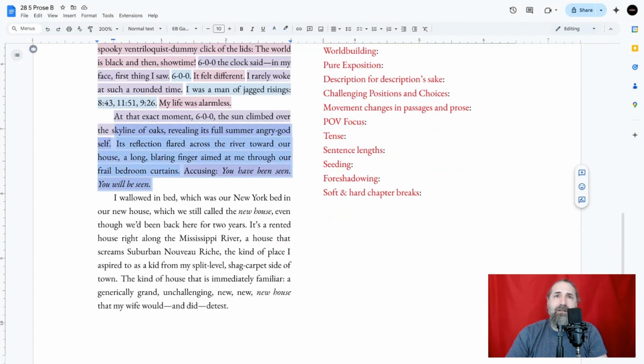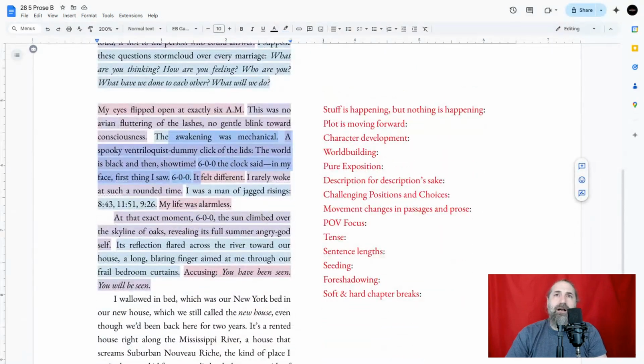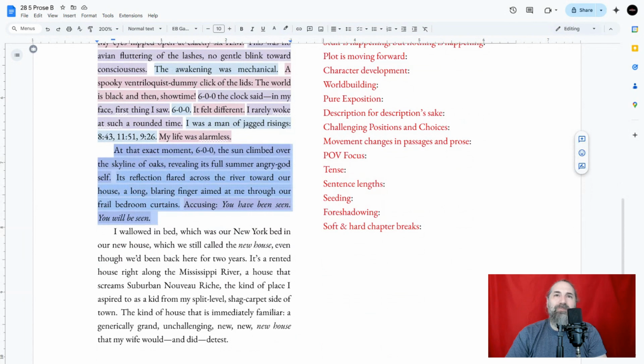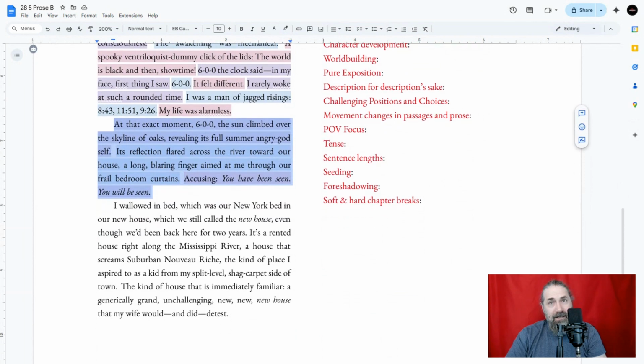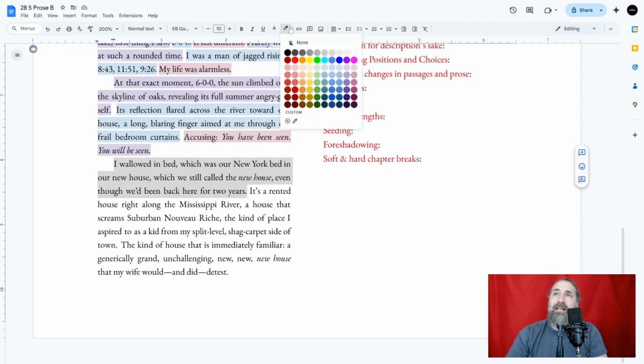Now, from here, "I wallowed in bed." All right. So the movement is they wake up in this scene, this passage. They are experiencing 6 o'clock at that moment, and now they lay in bed. "I wallowed in bed, which was our New York bed in our New York house, which we still called the new house, even though we'd been back here for 2 years." All right, that is plot.